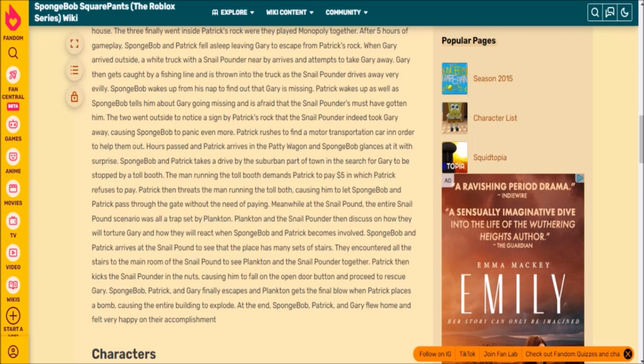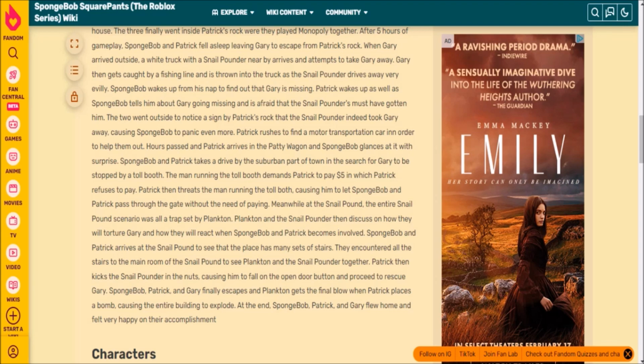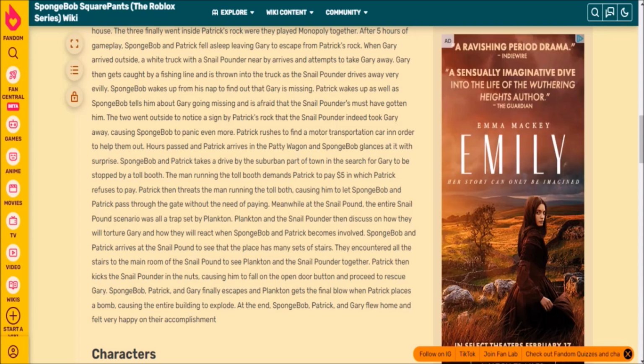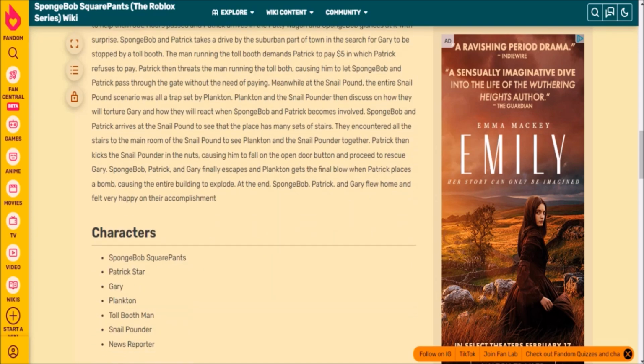SpongeBob and Patrick arrive at the snail pound to see that the place has many sets of stairs. They climb all the stairs to the main room of the snail pound to see Plankton and the snail pounder together. Patrick then kicks the snail pounder in the nuts, causing him to fall on the open door button, and they proceed to rescue Gary. SpongeBob, Patrick, and Gary finally escape Plankton and deliver the final blow when Patrick places a bomb, causing the entire building to explode. At the end, SpongeBob, Patrick, and Gary fly home and feel very happy about their accomplishment.